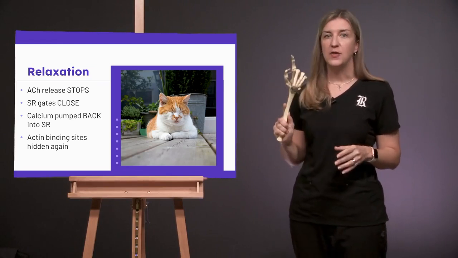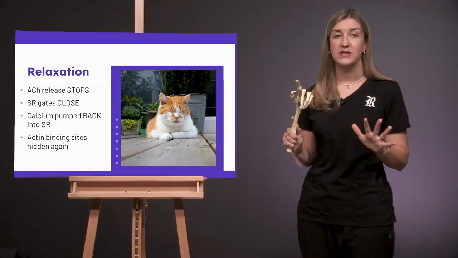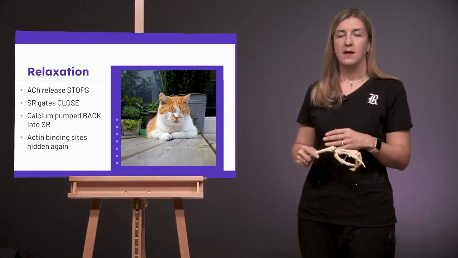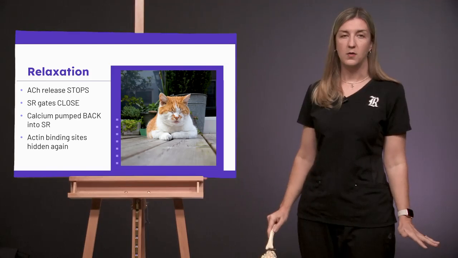First, the motor neuron stops firing and the release of acetylcholine ceases. This causes the sarcoplasmic reticulum gates to close and the release of calcium to stop. Calcium is pumped back into the sarcoplasmic reticulum to be stored for the next muscle contraction, and the absence of calcium causes the actin binding sites on myosin to be hidden once again. Relaxation.